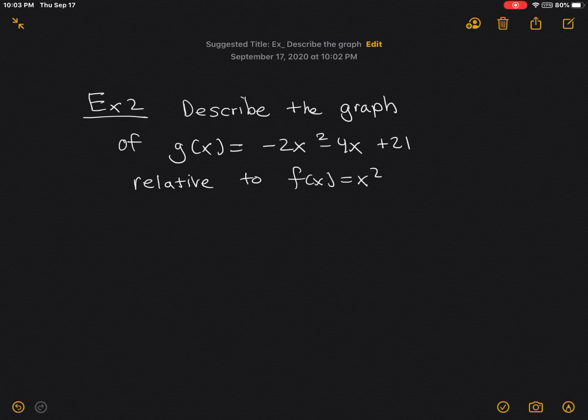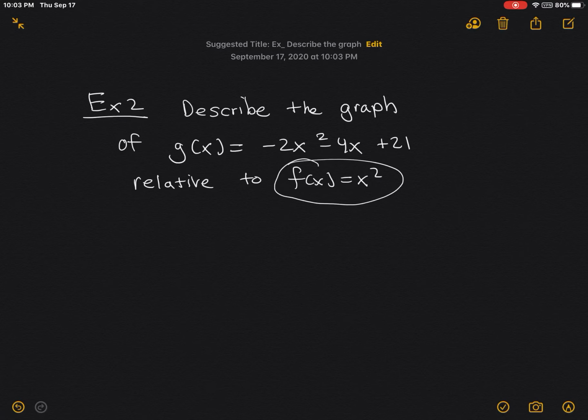All right, so in this example, it says describe the graph of g of x is equal to negative 2x squared minus 4x plus 21 relative to f of x equals x squared. So this type of question is actually a transformation type question, right? Compare this with the parent function. Basically, that's what the question is asking.